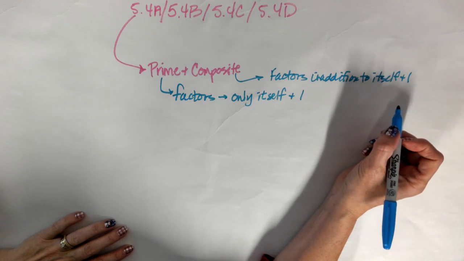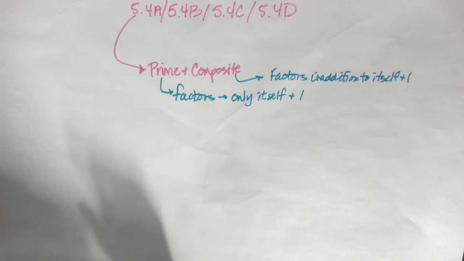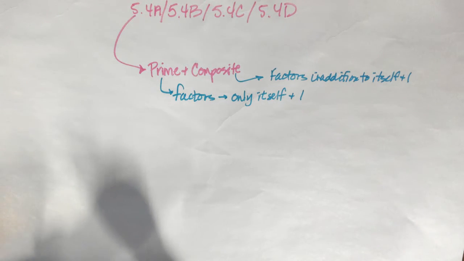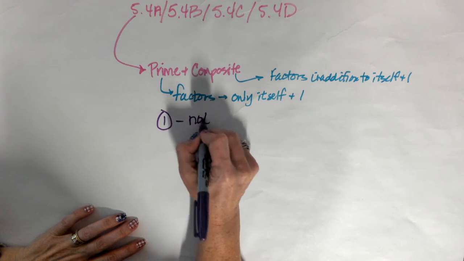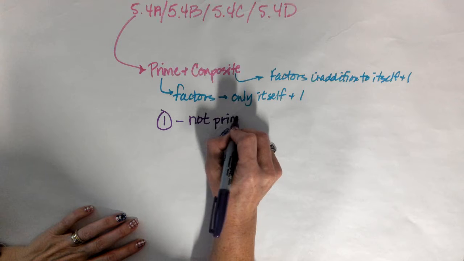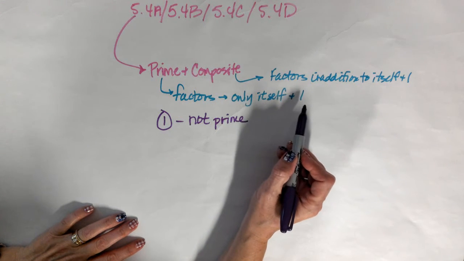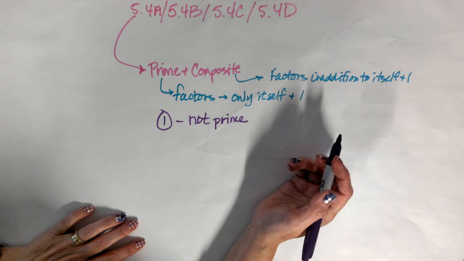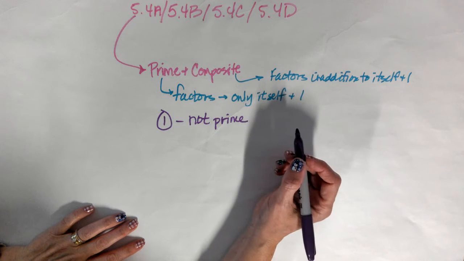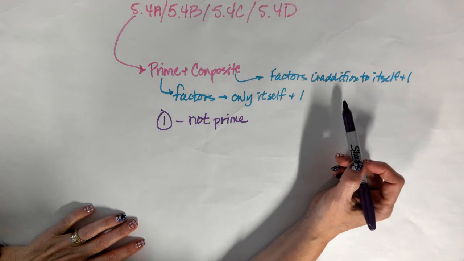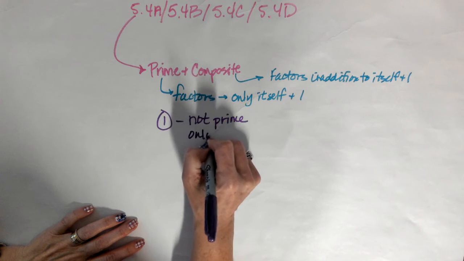So let's talk about some special cases that we have to pay attention to in 5th grade. Some important things to know. First of all, the number 1. It's not prime, and let's think about why. It's not prime because it doesn't have the factors of itself and 1. Its only factor is 1. So it's not a prime number. It's not a composite number because it doesn't have factors of more than itself and 1. Its only factor is 1.